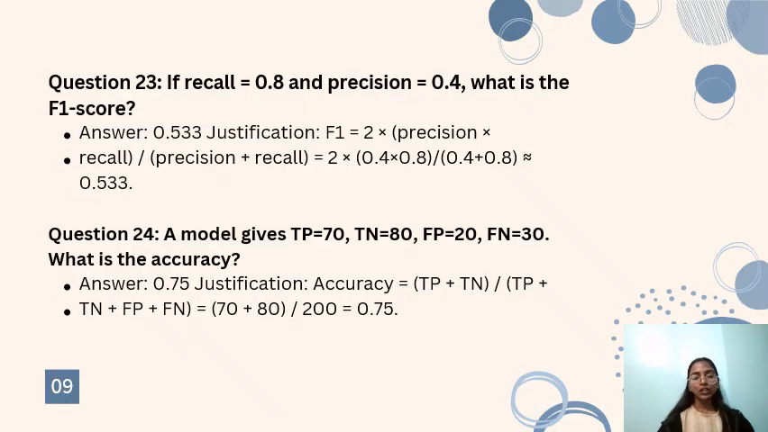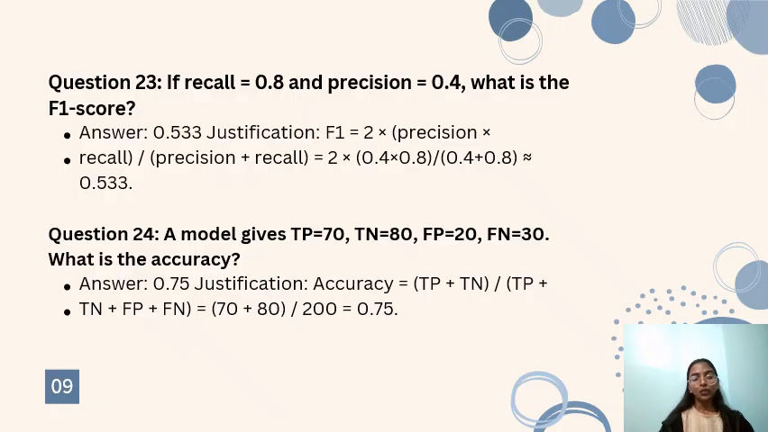Moving towards question number 23. If recall is equal to 0.8 and precision is equal to 0.4, what is the F1 score? The formula for F1 score is equal to 2 into precision multiplied by recall by precision plus recall. Putting the values of the recall and precision in the given formula, we have got 2 into 0.4 multiplied by 0.8 by 0.4 plus 0.8, which is nearly equal to 0.533.